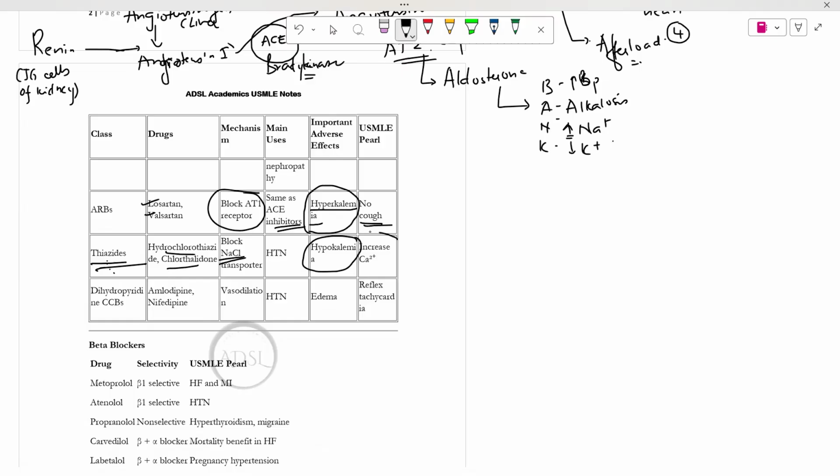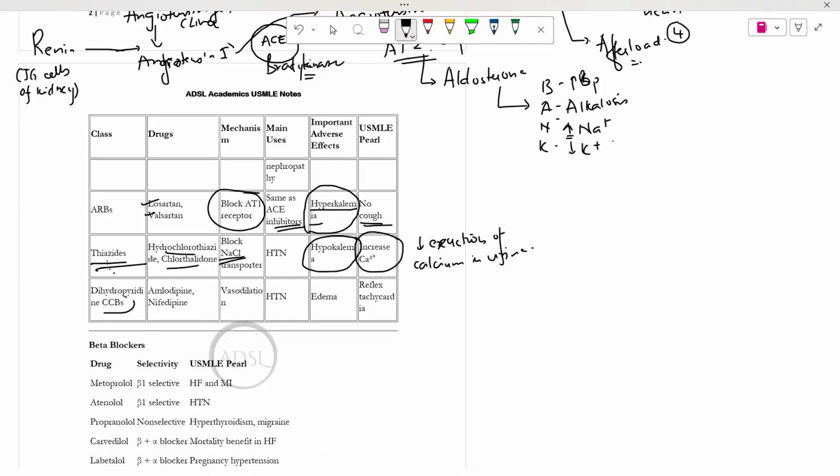Another important thing is that they increase calcium. They reduce excretion of calcium in urine. Because they are blocking this transporter, they help the calcium to go in through the cells. So they cause more absorption of calcium into the blood, and less calcium goes into the urine. Why is this important? In people who have recurrent renal stones, you can give thiazide diuretics so that the calcium does not go into the urine and cause stones. That is one thing that you can do.